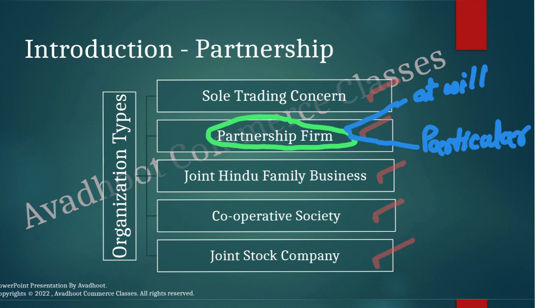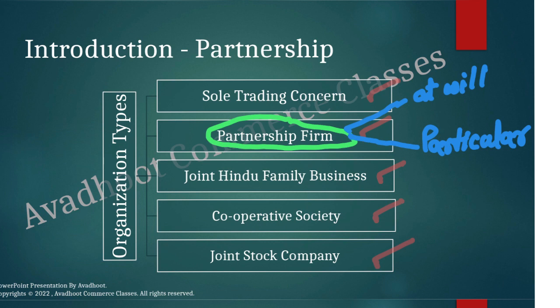Another important thing is the liability. The liability of the partners is joint and several. They are jointly liable for any act. The minimum number of partners in a partnership is 2, and nowadays, after amendment, the maximum is 50. That is regarding the partnership.